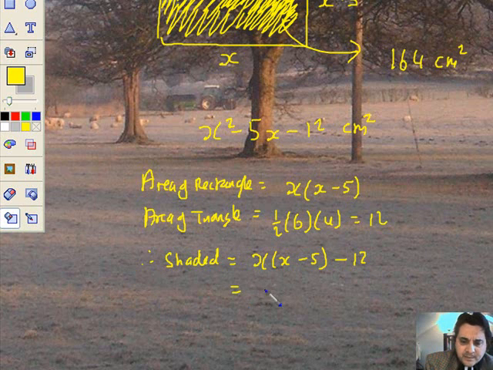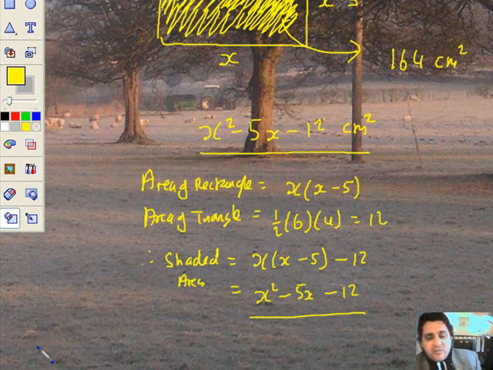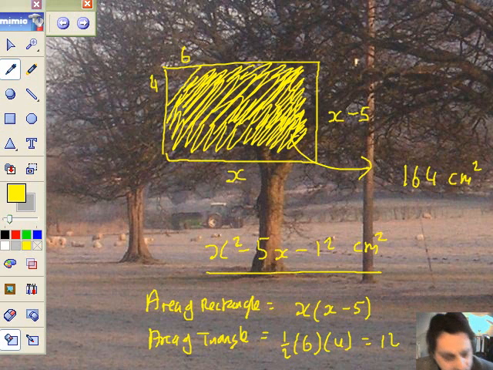Now multiplying out, I'm going to get x squared minus 5x minus 12, and I've clearly shown that the shaded area is what they've given me originally in the question. So I've proved it. I've got myself maybe 3 marks or something.